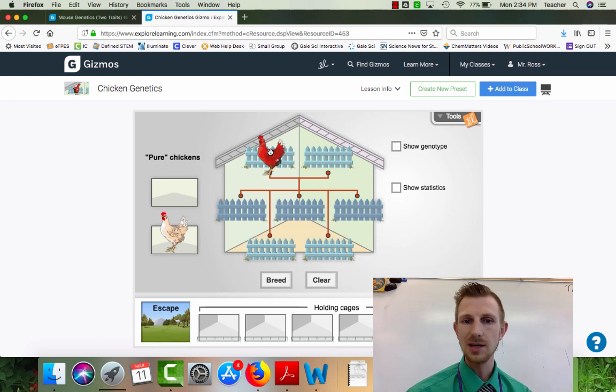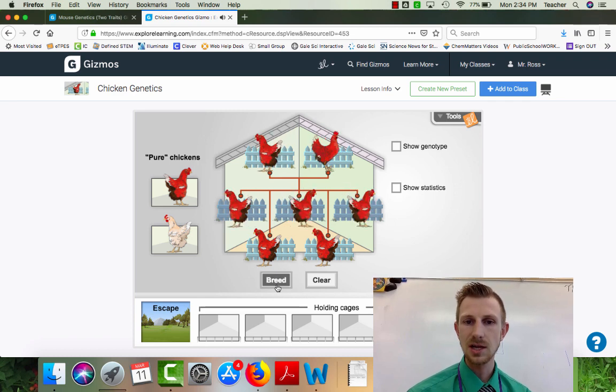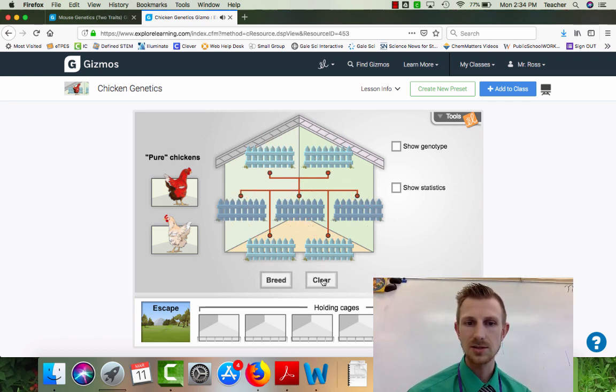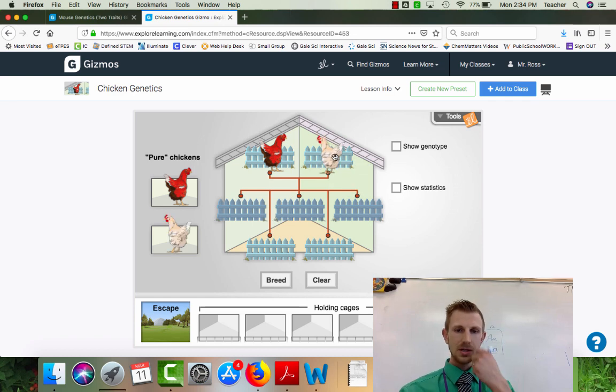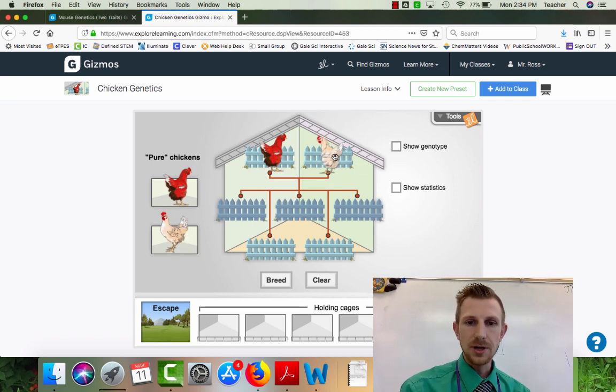All right, if you tried it, here you go, breed them together. Two red chickens together is always going to give red chickens, okay? Now, this time, before you breed these two, the white and the red chicken, make a prediction. What do you think is going to happen here? What do you think the babies are going to look like?